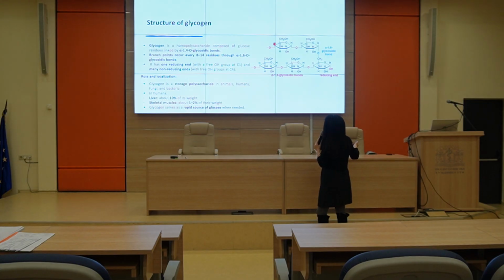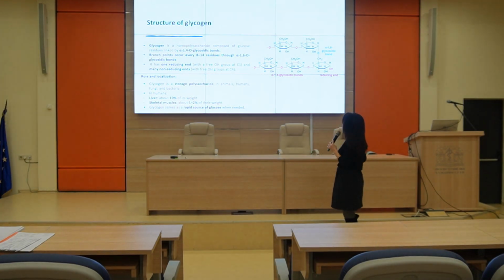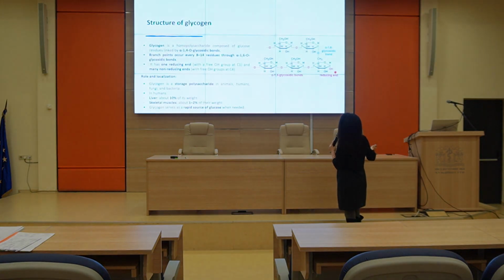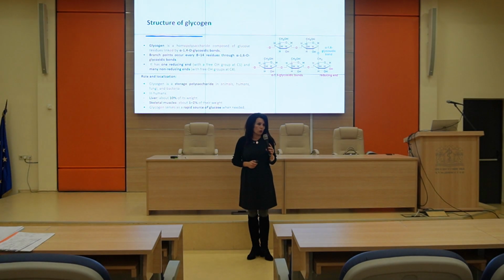The linear chain is thanks to these bonds, which are called alpha-1,4 glycosidic bonds, and the places of branches, the bonds, are called alpha-1,6 glycosidic bonds. In the structure of glycogen, students, there is one reducing end with a free OH group at position C1, carbon number 1, and many non-reducing ends with a free hydroxyl group at position 4, C4.